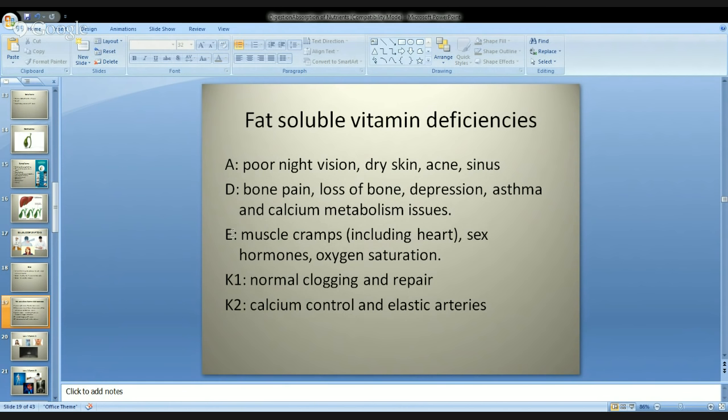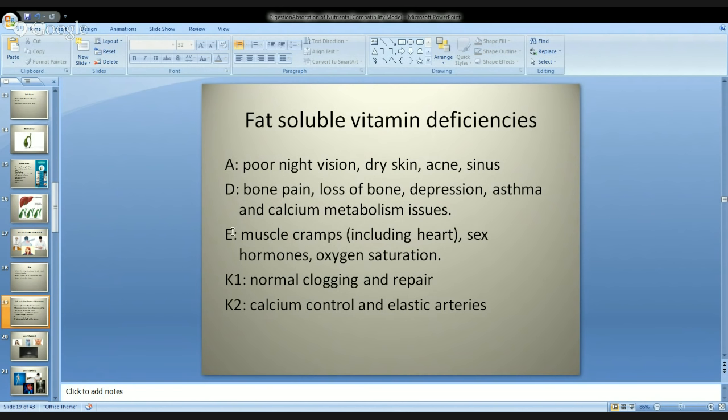If you go in high altitude mountain climbing, if you look at the peak of every mountaintop, you will see empty bottles of vitamin E. Why? Because it increases oxygen saturation of the heart muscle and the brain and the blood. So it's really important in increasing oxygen carrying capacity.